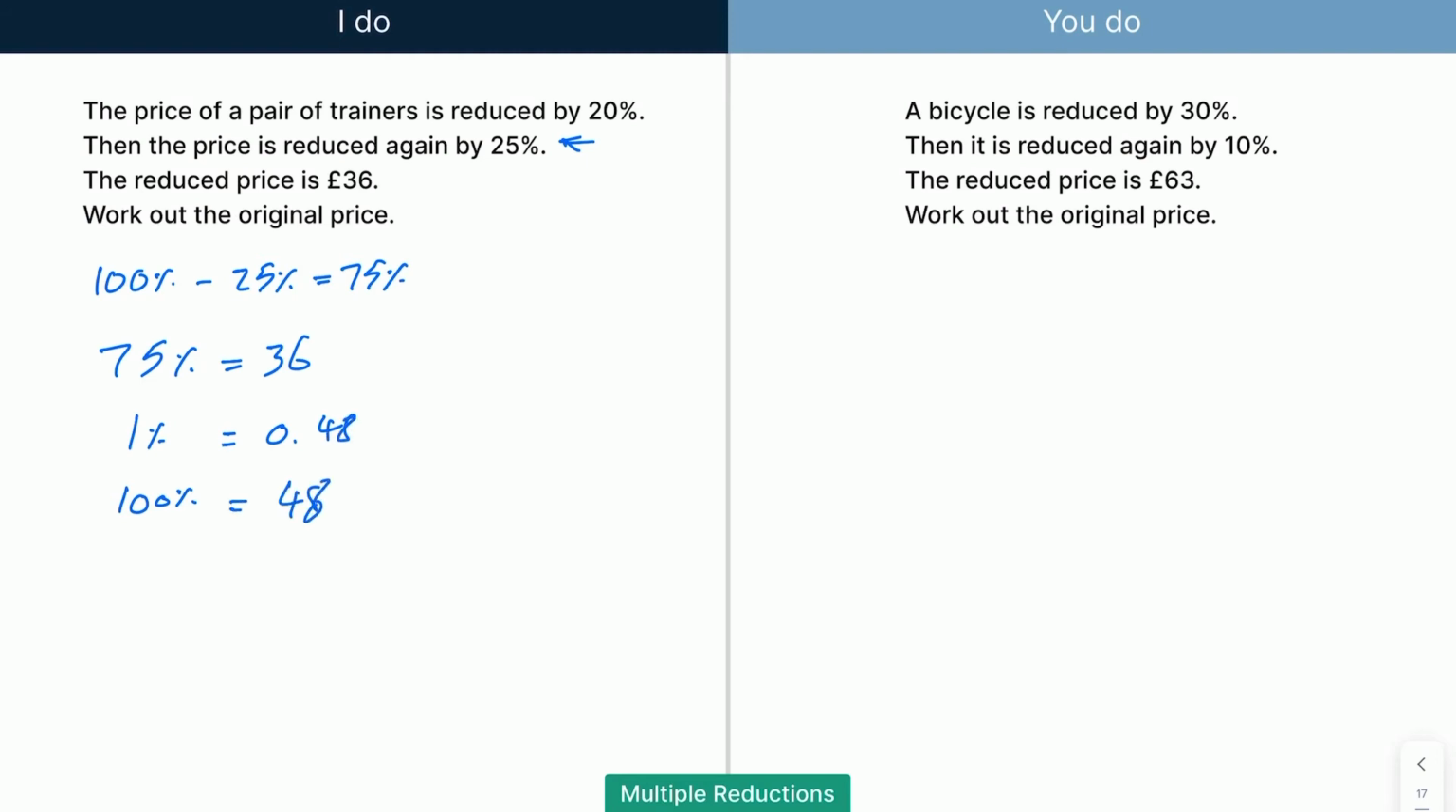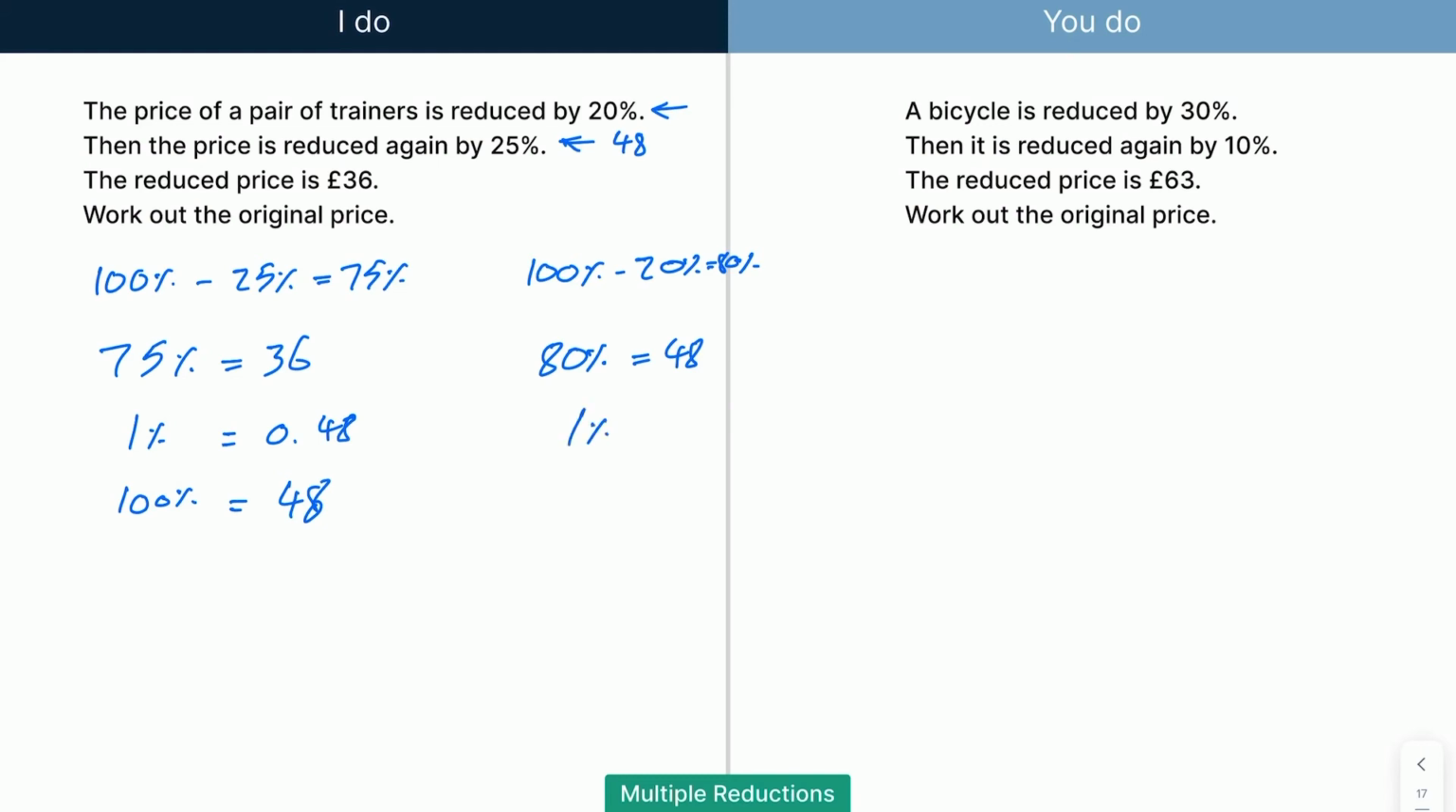Okay, so we've done this bit, and we've got an answer. We can in fact just write it here. We can write the answer as 48. Now we need to go back to this step. So we now know that the £48 represents, so if I do 100% minus 20%, that gives me 80%. So I know that 80% represents the £48.